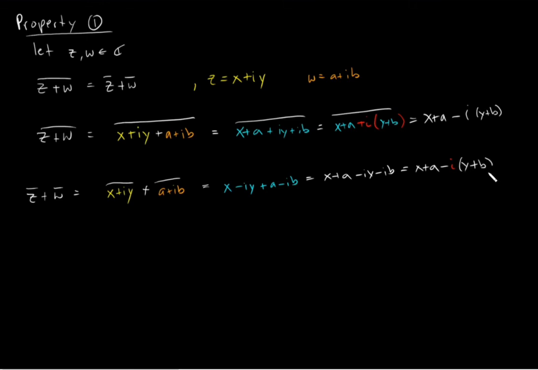Now we can see that the left-hand side matches the right-hand side, so this property holds true for complex numbers. So it is true that the conjugate of the sum is the same as the sum of the conjugates. So z plus w bar is equal to z bar plus w bar.